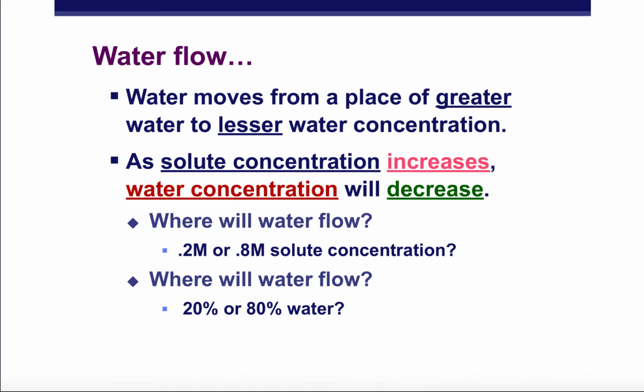So remember, water moves from high water to less water, but whenever there's more water, there's less solute, and whenever there's more solute, there's less water, okay? So, where will water flow? Towards the 0.2 molar concentration or the 0.8 molar concentration?